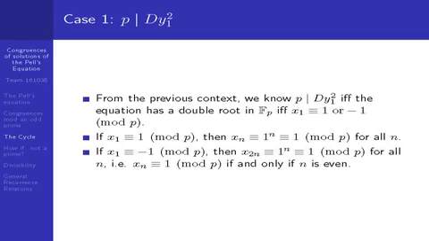So back to the 3 cases. When p divides dy1 squared, we know that x1 is congruent to 1 or negative 1. If x1 is congruent to 1, then xn will always be congruent to 1 mod p. If x1 is congruent to negative 1 mod p, then xn will be congruent to 1 mod p if and only if n is even, and xn will be congruent to negative 1 if n is odd.